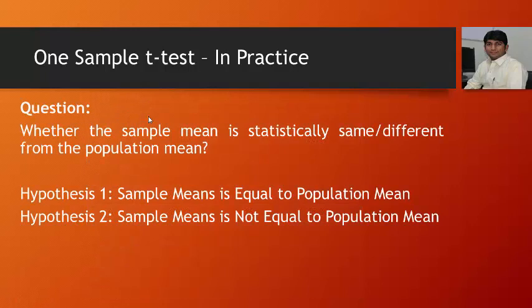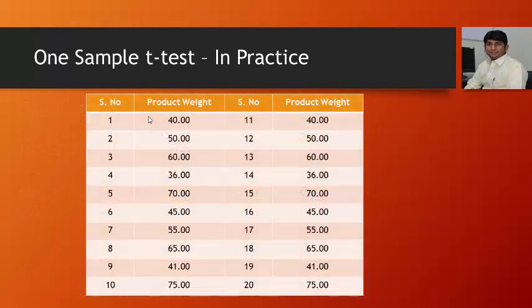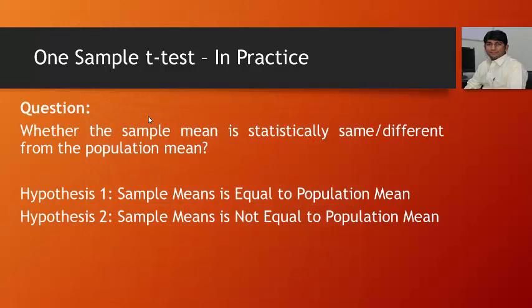What was our question? Our question was whether the sample mean is statistically the same or different from the population mean. Apparently I can see that some of the product weights are less than 50 and some are more than 50. But statistically, whether this difference, the plus minus, is acceptable or not, when I want to answer this question, I will make two hypotheses, testing hypotheses.